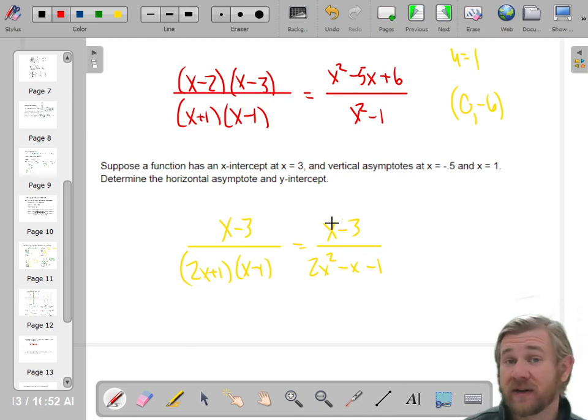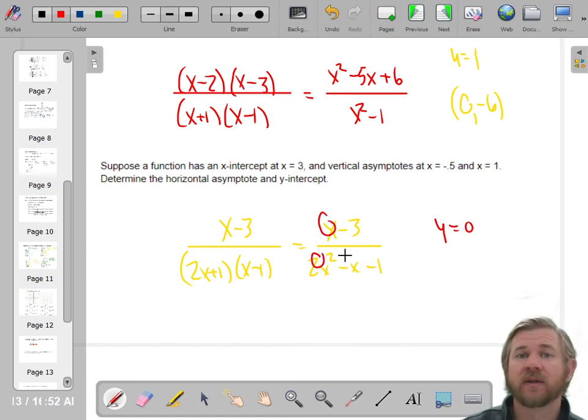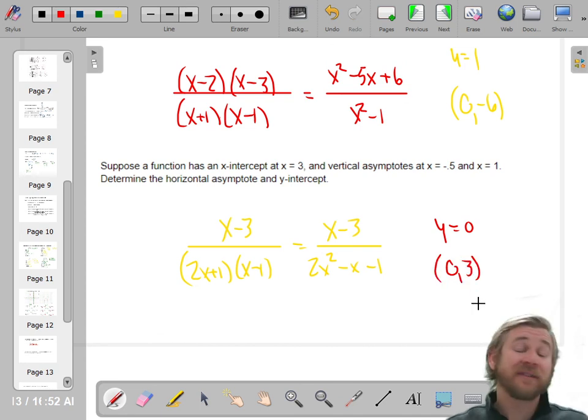Well, this is a lower degree in the top. This is degree 1 over degree 2. So you say it's at y equals 0. And then the y-intercept, when you plug in 0, you get negative 3 divided by negative 1, which is positive 3. Okay. So that's it for analyze.